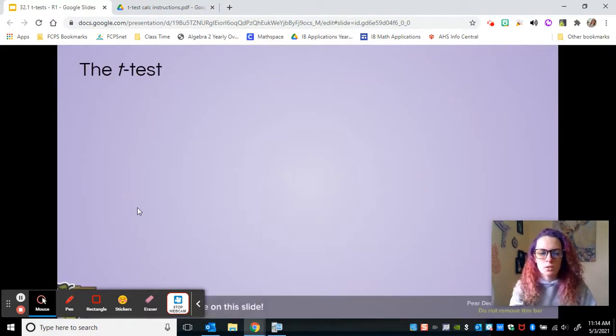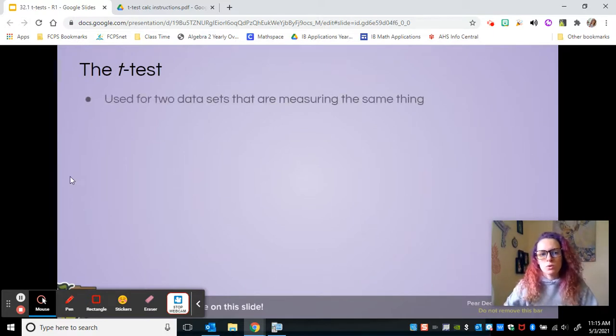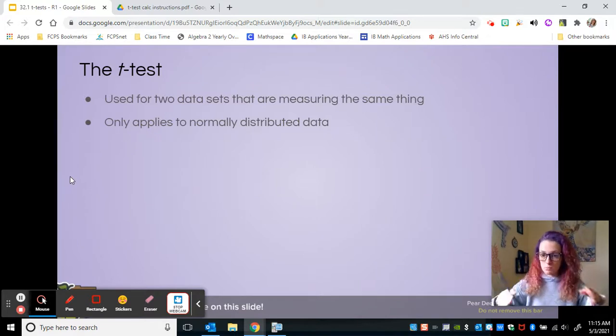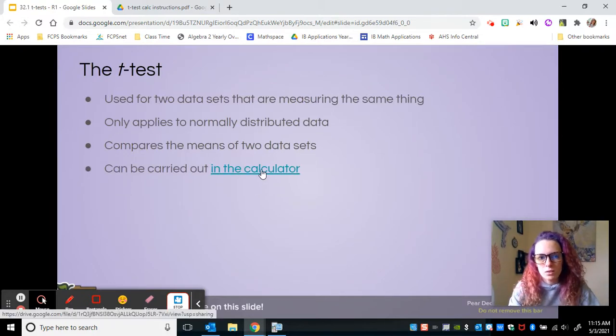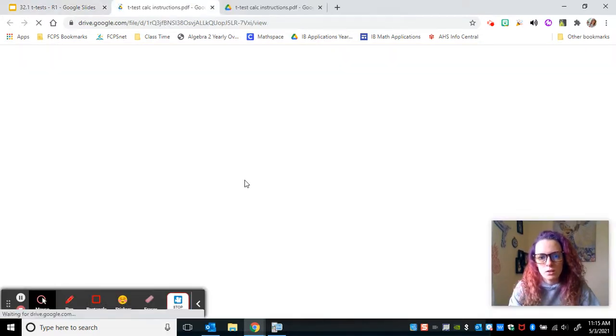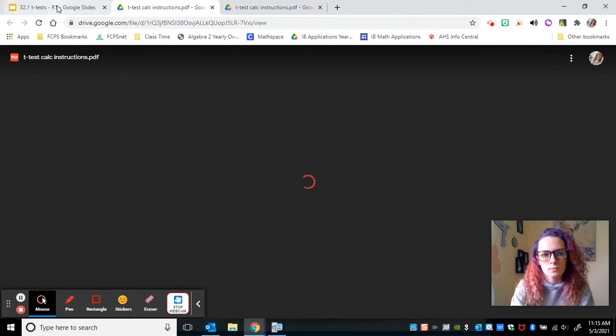So a little bit of information about the t-test before we actually do it. It can be used for two sets of data that are measuring the same thing. It only applies to normally distributed data, which we'll talk more about in our last unit, but as a reminder, that's the bell curve that we're looking at. It compares the two means, or the means of the two sets of data. And it can be carried out in the calculator, which the directions to that are linked on that slide.